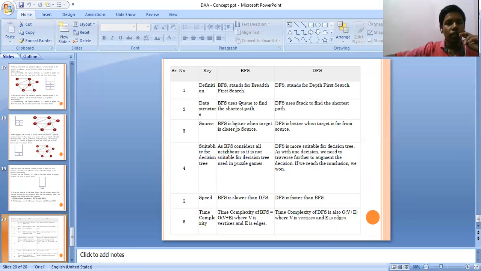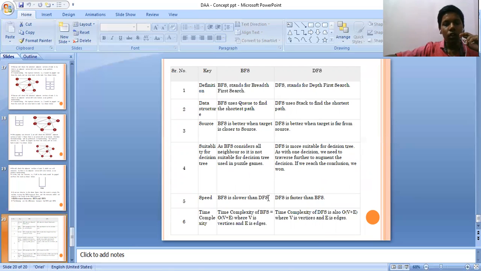Source. BFS is better when the target is closer to the source. DFS is better when the target is far from the source. Suitability for decision trees. As BFS considers all neighbors, it is not suitable for decision trees used in puzzle games. DFS is more suitable for decision trees, as with one decision, we need to traverse further to augment the decision. If we reach the conclusion, we won.